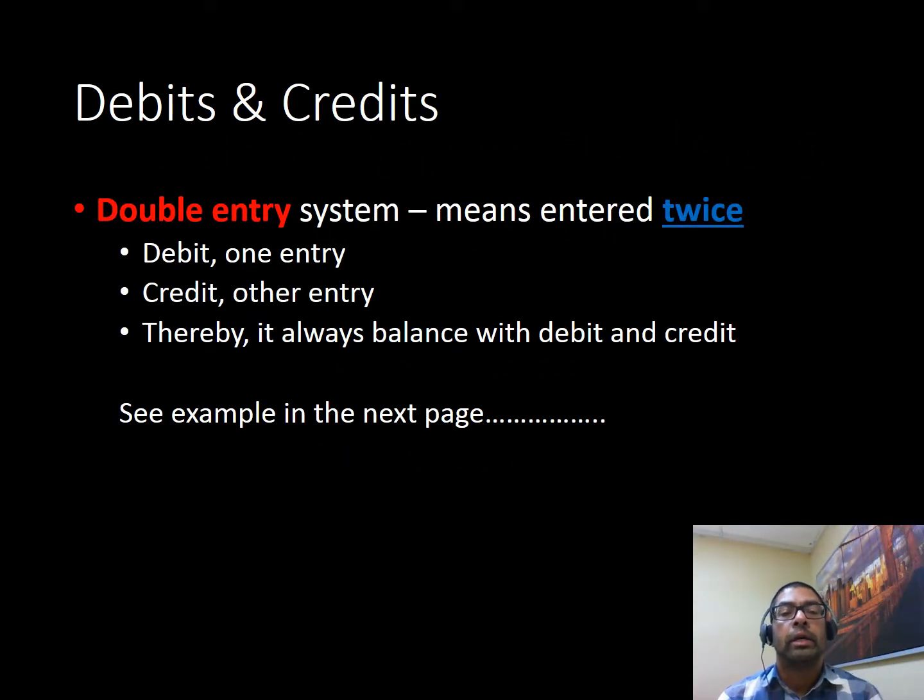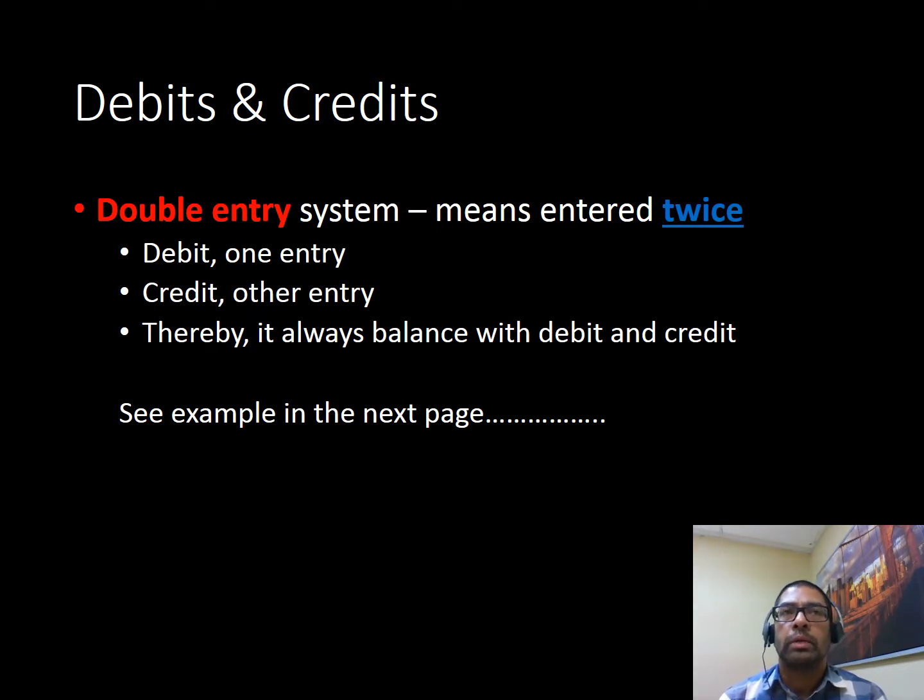The debits and the credits. So it's called double entry system. What is the meaning of it? Double entry means entered twice. A particular transaction is entered twice. That's the reason it's called double entry system.